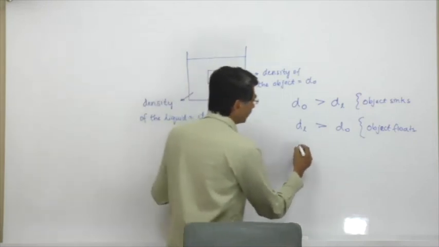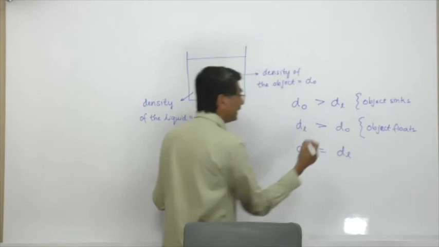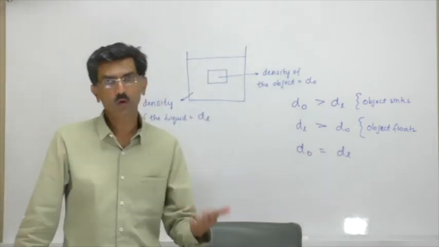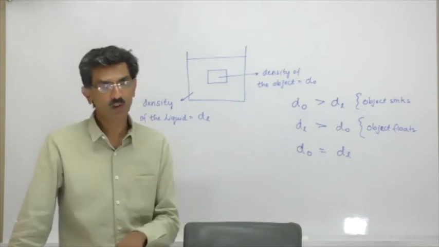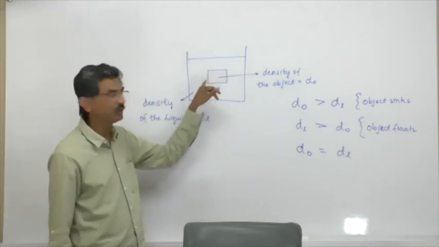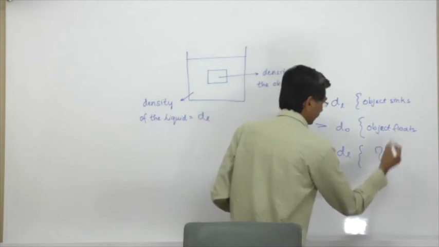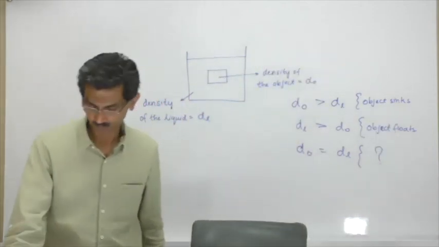Now, there is a third condition which is possible where these two are equal. What happens in this situation? Well, I do not want to give you the answer right away. This is something for you to think about. What happens when the density of the object is equal to the density of the liquid? This is for you to try and figure out.